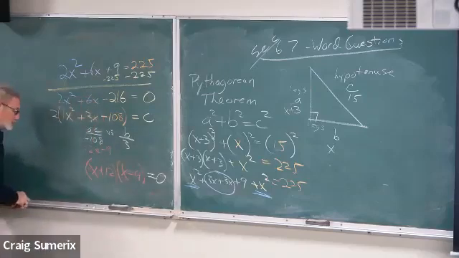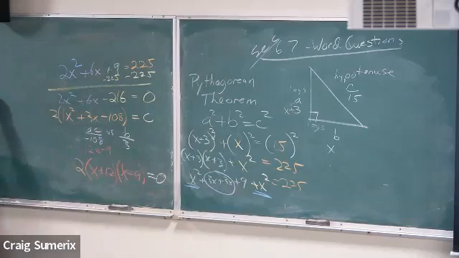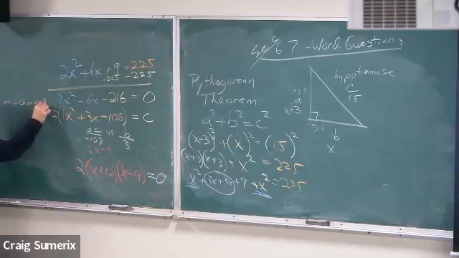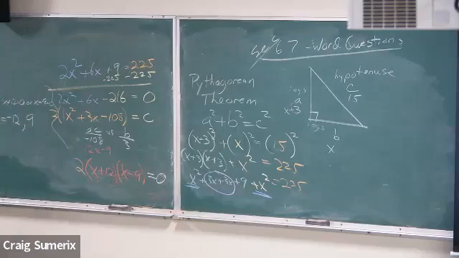Don't forget our 2. So then we break it down. Can 2 equal 0? No, so we don't have to worry about it. x plus 12 equals 0, or x minus 9 equals 0. x is equal to negative 12 or 9. Right? No, because you can't have a negative side. How do you have a negative 12 for your side of a triangle?